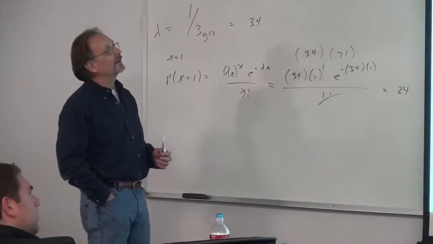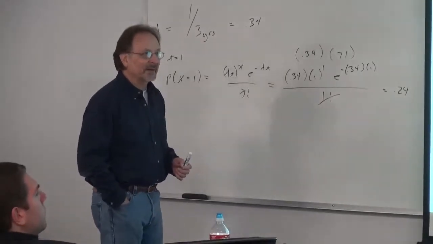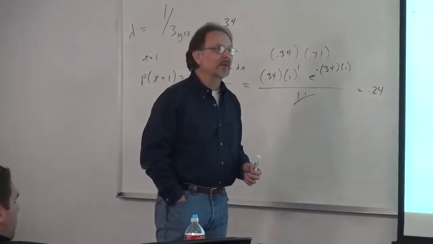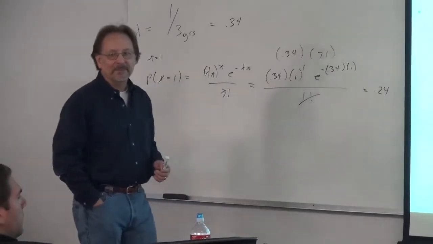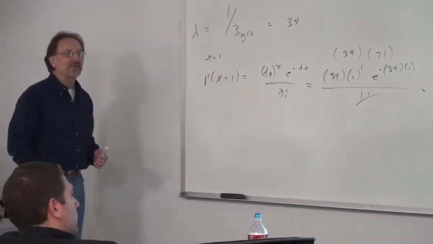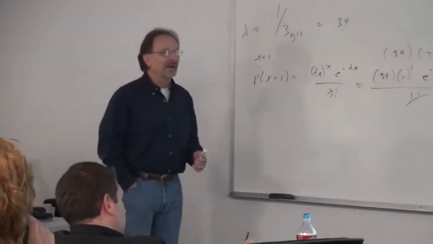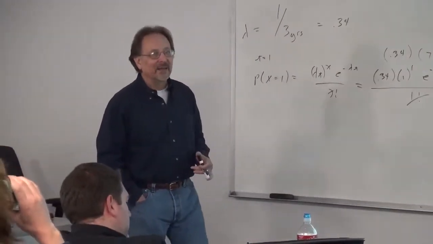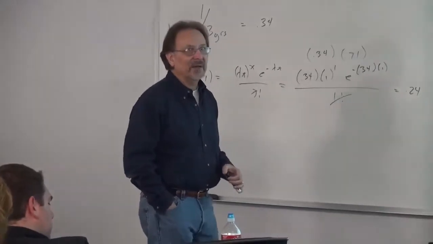So the Pascal or negative binomial is related to the geometric the way the binomial is related to the Bernoulli. And it's a similar type of relationship. Successive Bernoulli trials is a binomial. Successive geometric occurrences are Pascal or negative binomials.